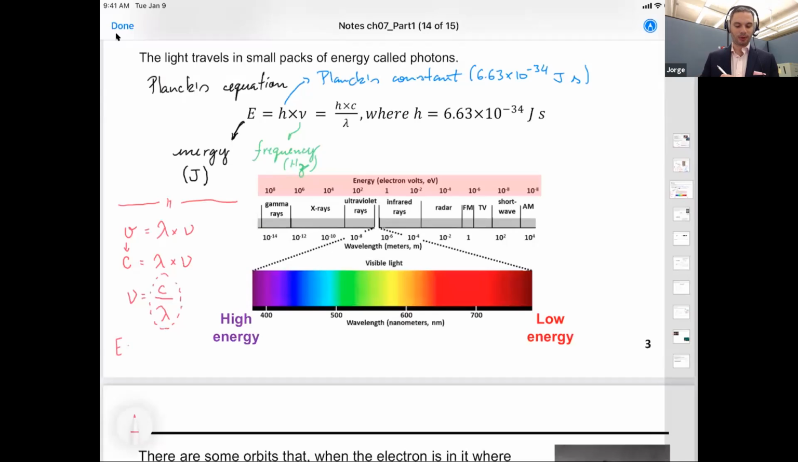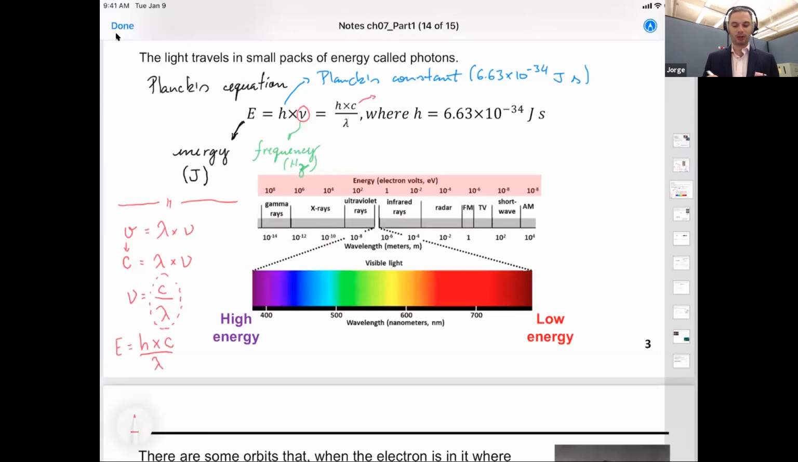Replacing the frequency right here in the first equation, we are going to end up with energy equals Planck's constant times c, which is the speed of light, over lambda. So both ways are ways to calculate the energy. It doesn't matter which one you use. You're going to use the one that's more convenient. So two ways to calculate the energy.